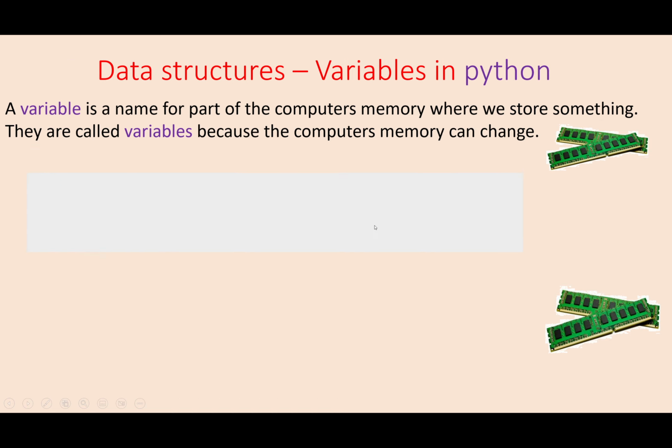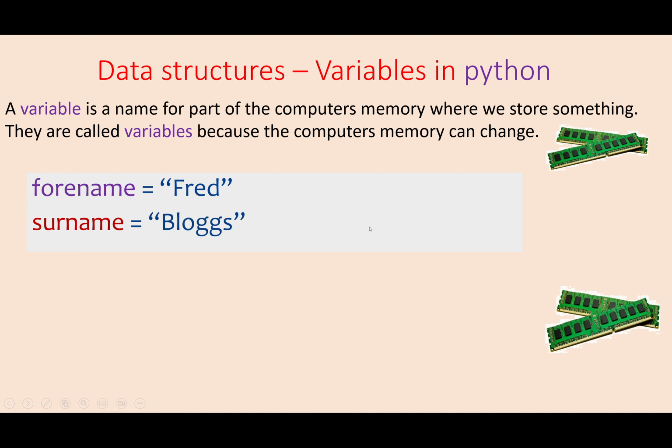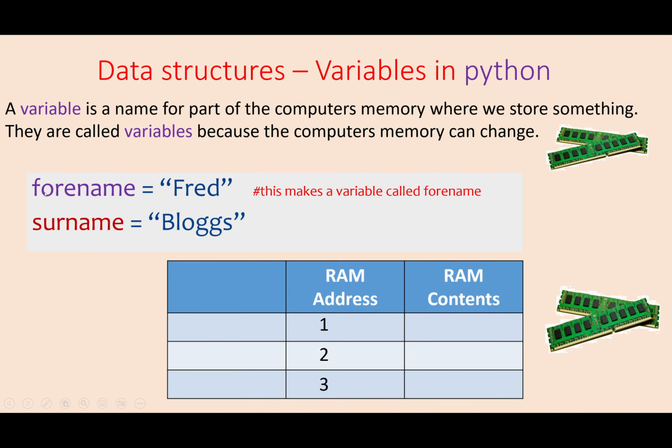So if we're going to do this in Python, we would just write forName equals Fred. What Python cleverly does is, the first time it encounters an identifier like this with an equals and some data after it, it will look at the data and work out whether it's a string, an integer, a real number or a boolean. It will actually work out what data type it is. So it's worked out, well, we need to store strings.